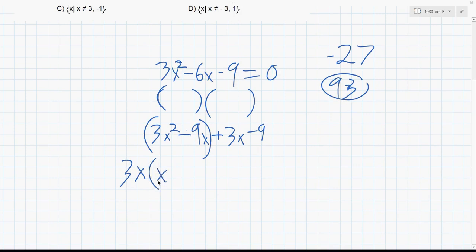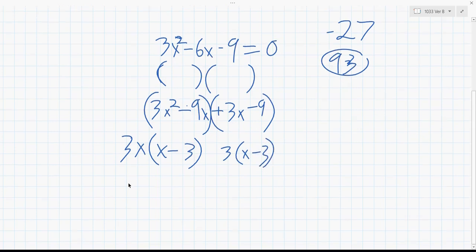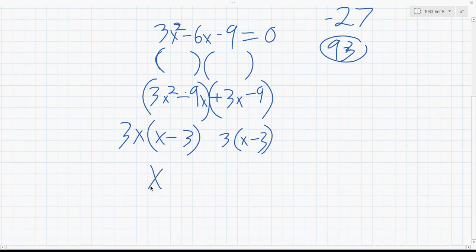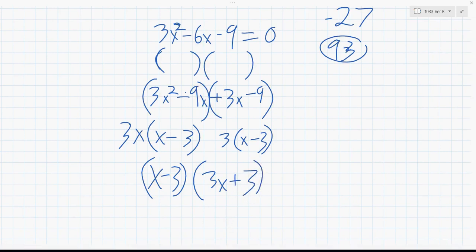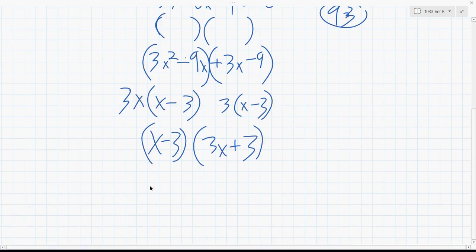3x, which leaves me with x minus 3. And then for the other one, what's the common thing I can pull out of this? I can pull out a 3, which means x minus 3. And so I know that my two factors will be x minus 3, and 3x plus 3, at which point in time I can factor these out to be equaling 0 on each side.